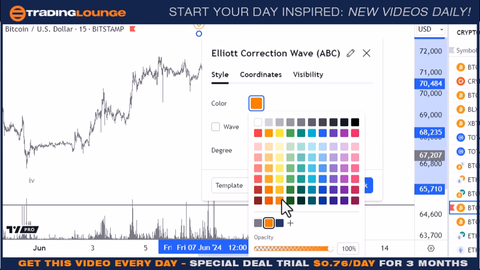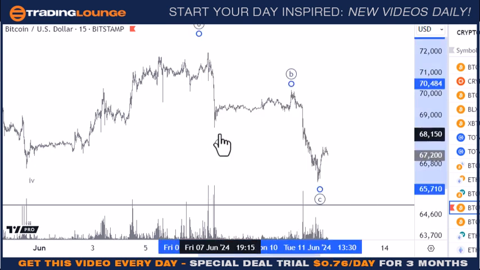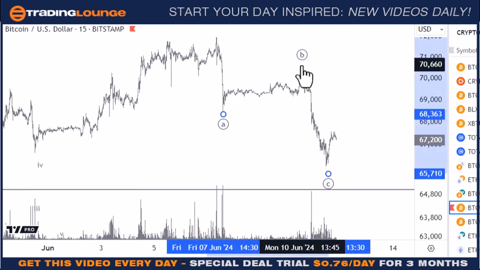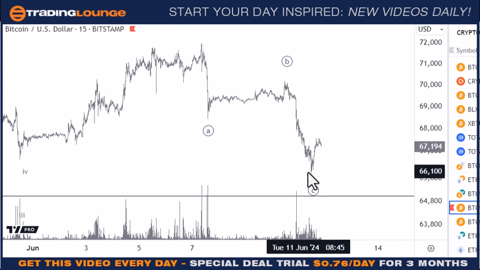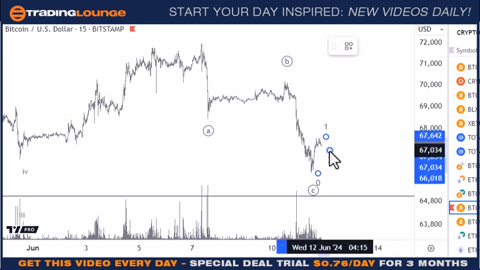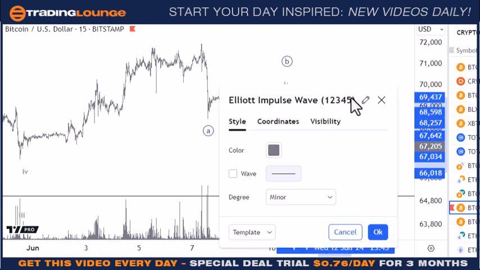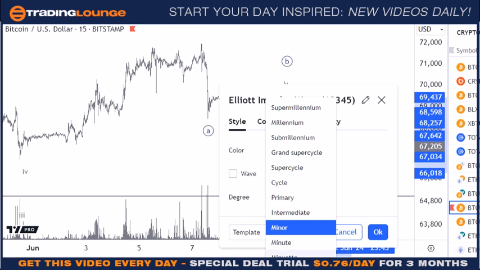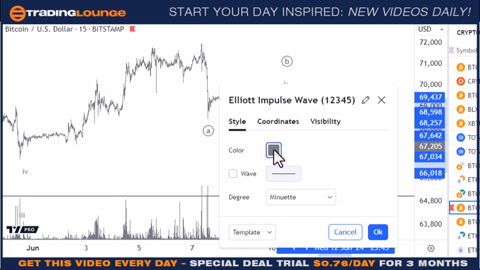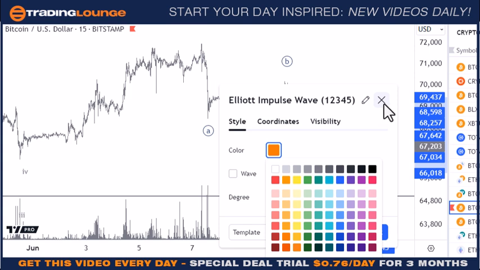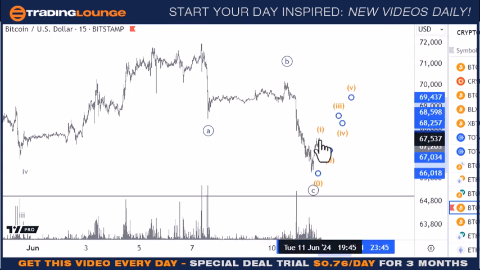I'll just need to put this into perspective here. So it does make a nice ABC pattern here. We're getting a bit of an impulse wave here, so that is healthy. What we'd like to see is more of an impulse wave coming into play here, something that would push up a little bit higher at that point. So let's just see how that plays out here.